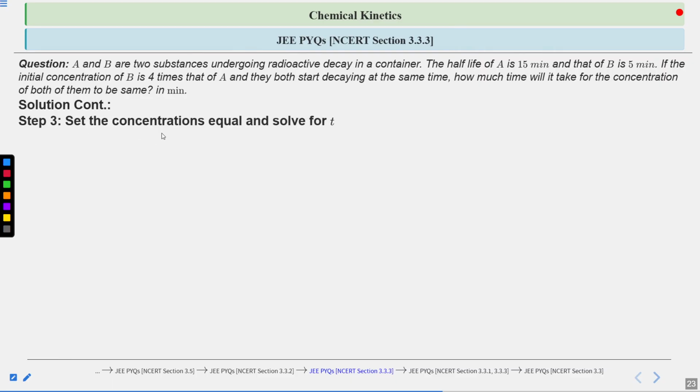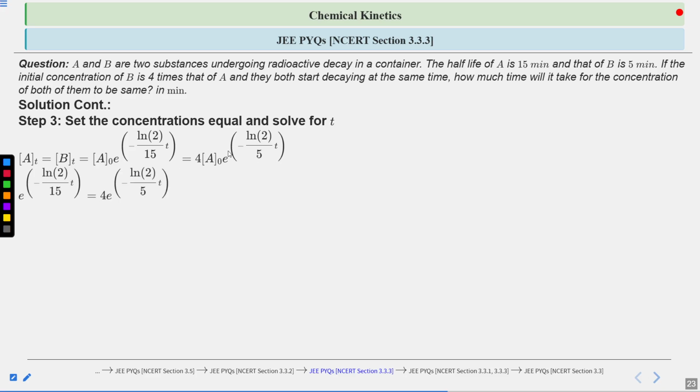Now step 3 includes setting the concentrations equal and solving for the time t. So when you put these equal, the concentration of A at some time t is going to be equal to the concentration of B at some time t as per the given condition in the question. So A naught e to the power minus ln2 t by 15 is equal to 4 A naught e to the power minus ln2 by 5 t.